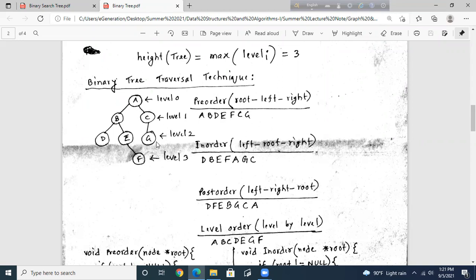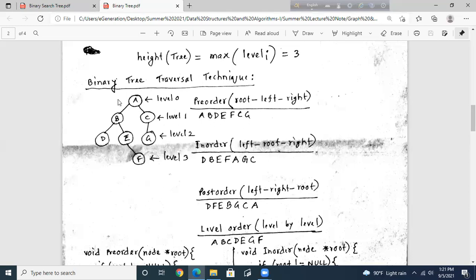In the right of A, there is more than one node again. So you have to rethink the algorithm again. Root, so root is C. So I have written C, then left, left is G, so I have written G, and there is no right of C, so I did not write it.